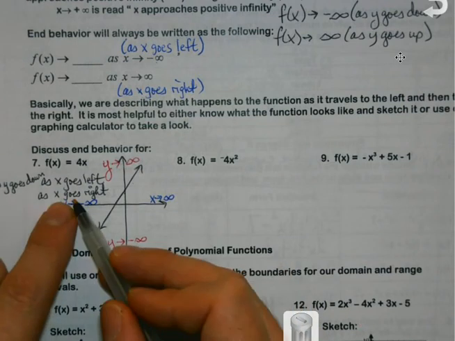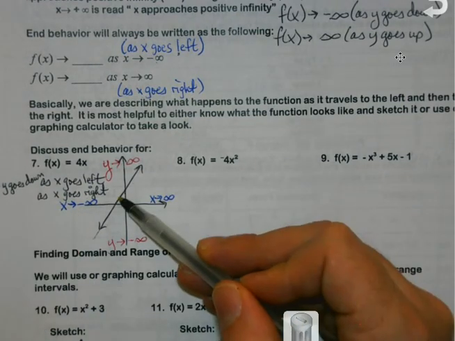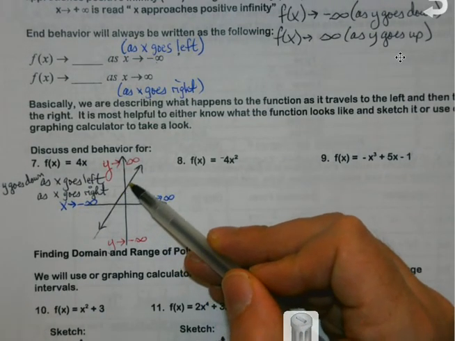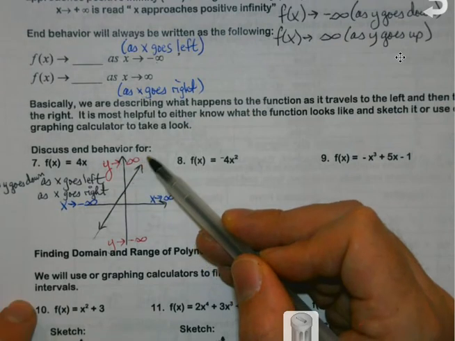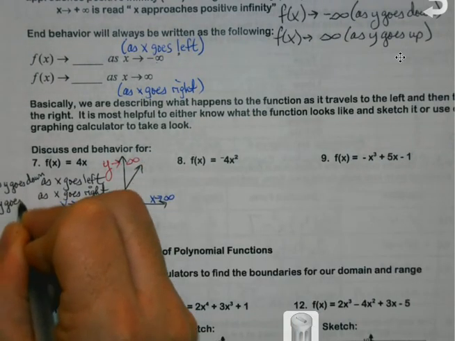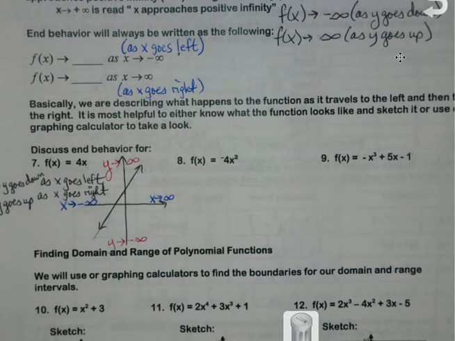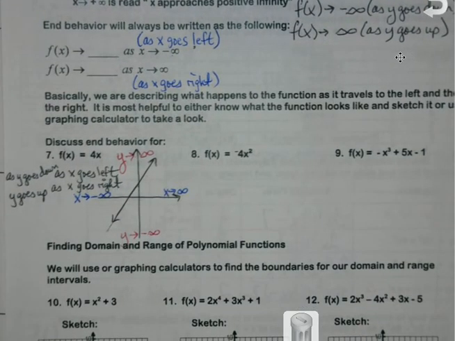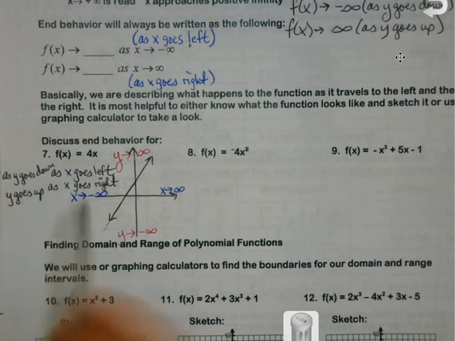Okay, when x goes right, so I'm on that same line and I'm heading to the right, I'm going up now for my y. So y goes up as x goes right. What you're describing right here in words, that's what end behavior is. You're describing what's happening at the end of the graph.